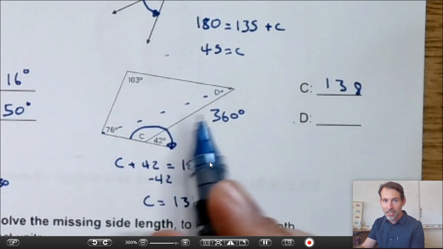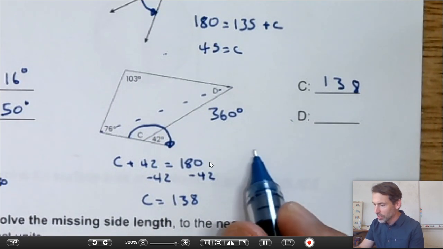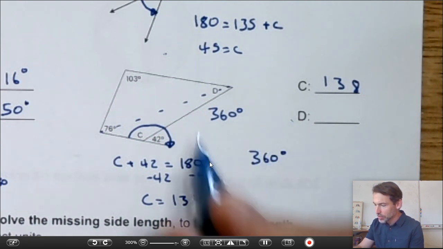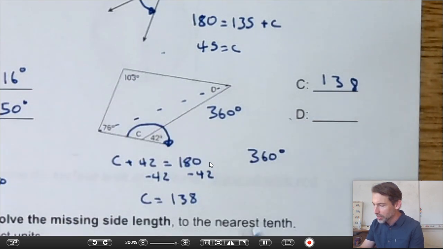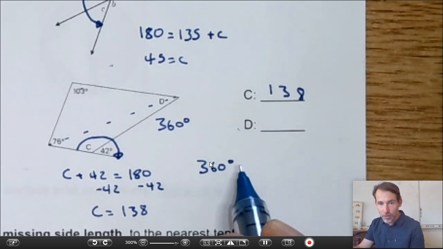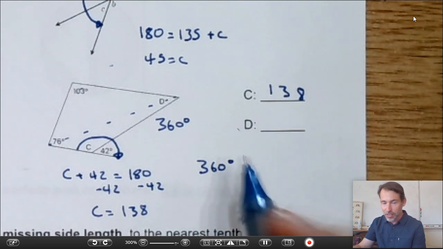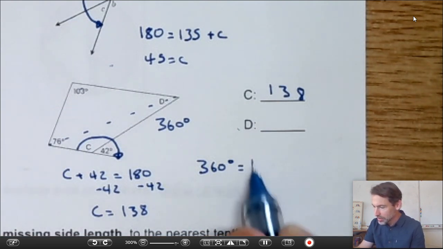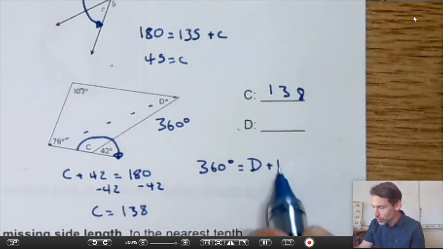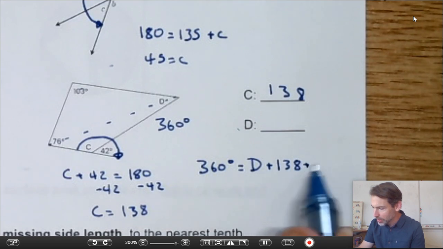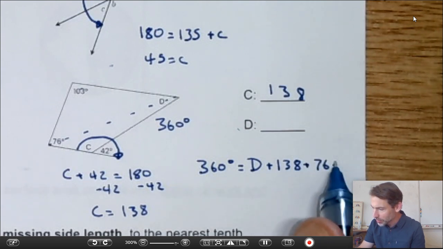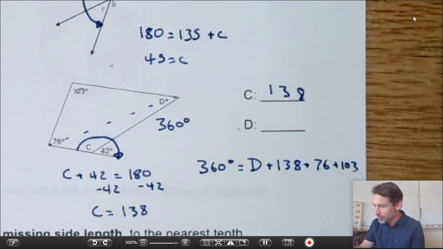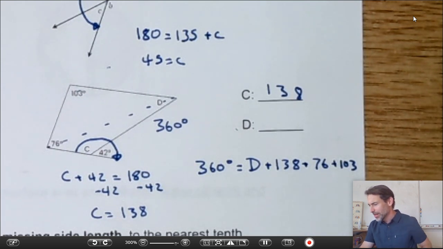And now D, well, here I can make an equation. 360 degrees is the total of these four interior angles. So 360 is equal to D plus C, which is 138, plus 76 plus 103. Okay, let's add those together.